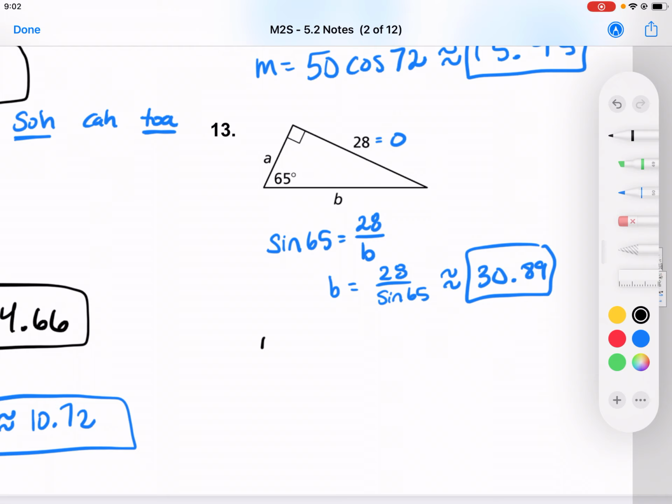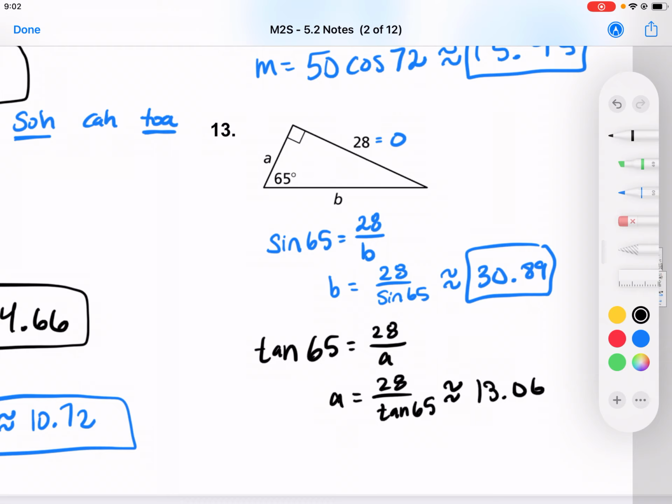Okay, and then I'll use tangent, like I said. So tangent of 65 is going to be our opposite, so 28 over the adjacent, which is a, and so this is another one where I'll swap them. So the a will come out since it's on the bottom, but the tangent will go on the bottom instead. And then I will divide those. And I get approximately 13.06.